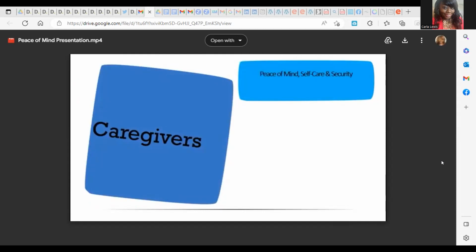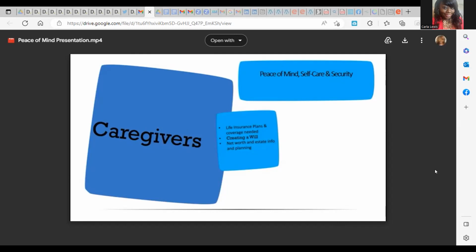This next slide goes into a little bit more detail about peace of mind and self-care and security. So, as a caregiver of a person that you're caring for that has sickle cell or any chronic disease, it is good to have life insurance plans and coverage. It is good to have a will created. And it is good to know their net worth, your net worth, and estate info and plan it. And all of these can be done with an attorney.